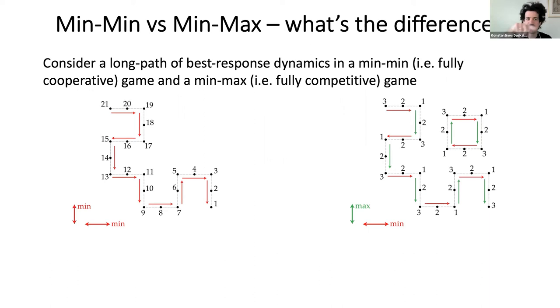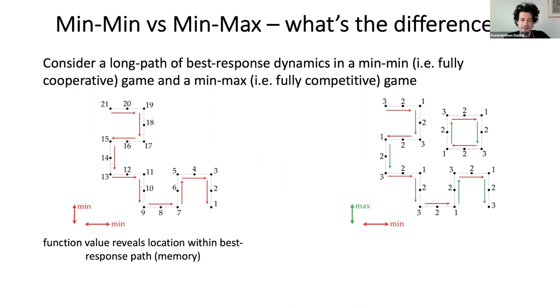So what is the idea here? The idea is that in a min-min problem, if in a long best response path I query the function value, there is memory. I understand where in the path I'm located, okay? I cannot implement a very long best response path that is space filling, right? Without having memory, right? Because you have a space filling best response path and you query it somewhere, you have to know where exactly in the path you're at to assign the value there.